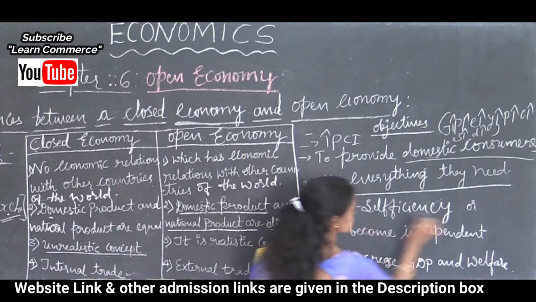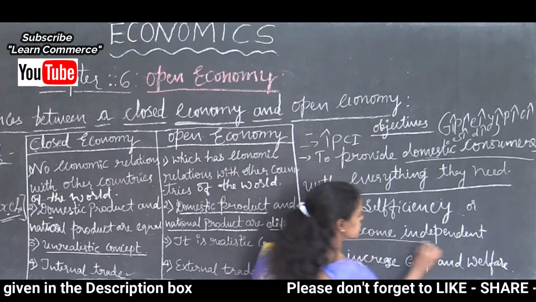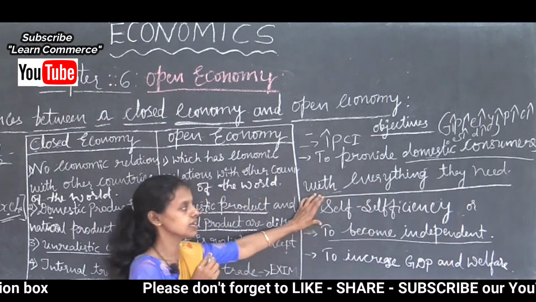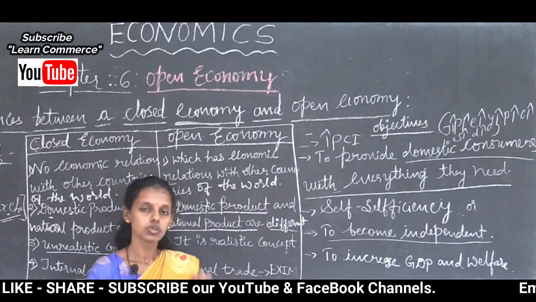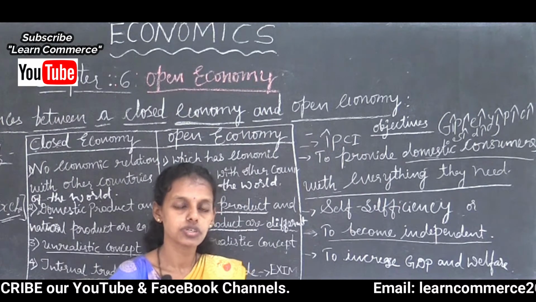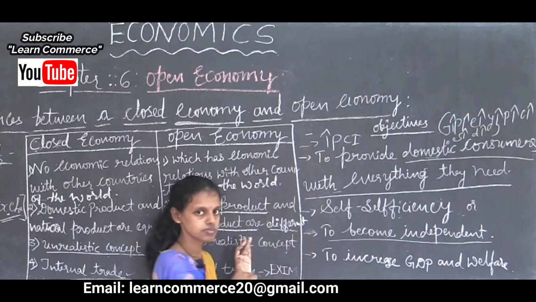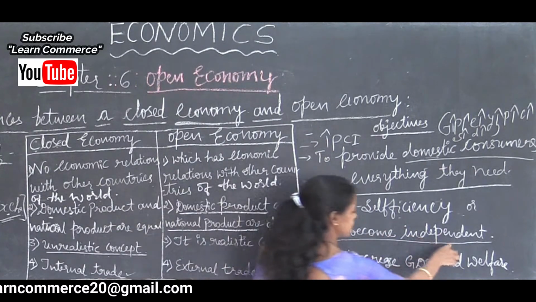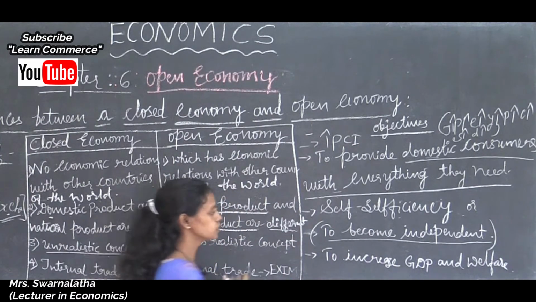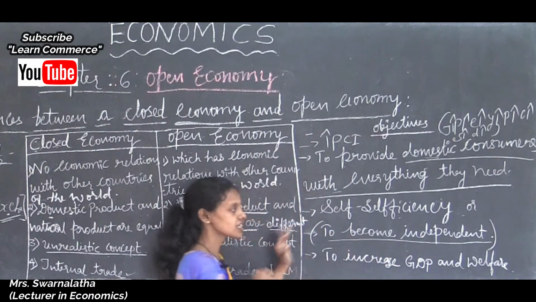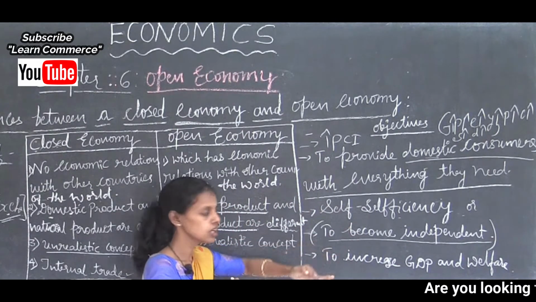Next is self-sufficiency, or to become independent. So the main aim is to become self-sufficient in our own goods. By using our own goods and raw materials, we are going to produce goods and services. By that we will become self-sufficient. Self-sufficiency means to become free, to have liberty, to become independent. It means there is no dependency on foreign countries for our own production.